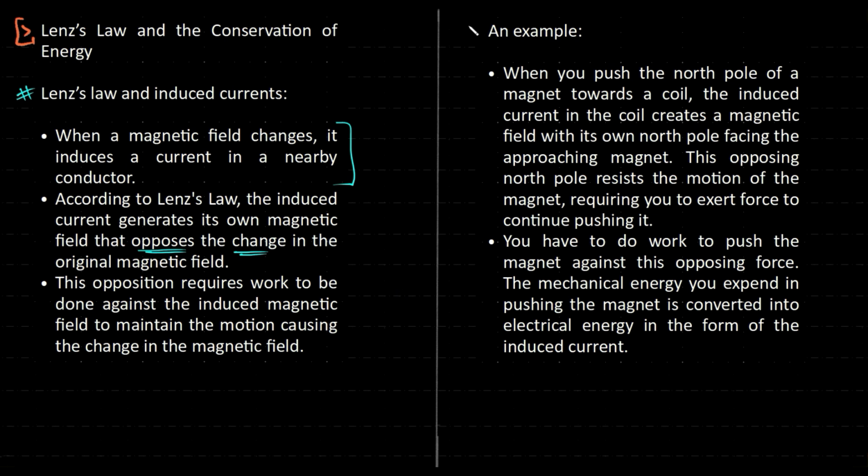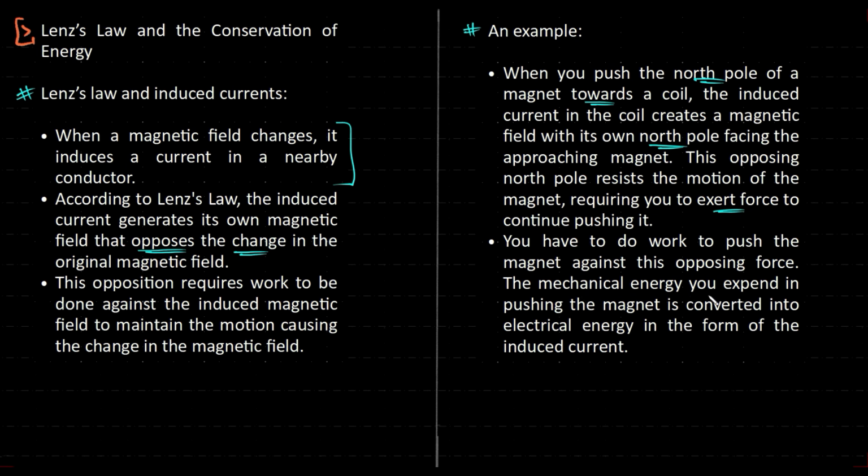Make sense? Now, example. When we push the north pole of a magnet towards the coil, the induced current in the coil creates a magnetic field with its own north pole. North pole going towards creates a north pole. This opposes the magnet, resists its motion, and requires you to exert force to continue pushing. So we are doing something, right? If this was not there, if this turned out to be south, the south would pull the north, and with a small push, you would have infinite energy. How is that possible? It's not possible.